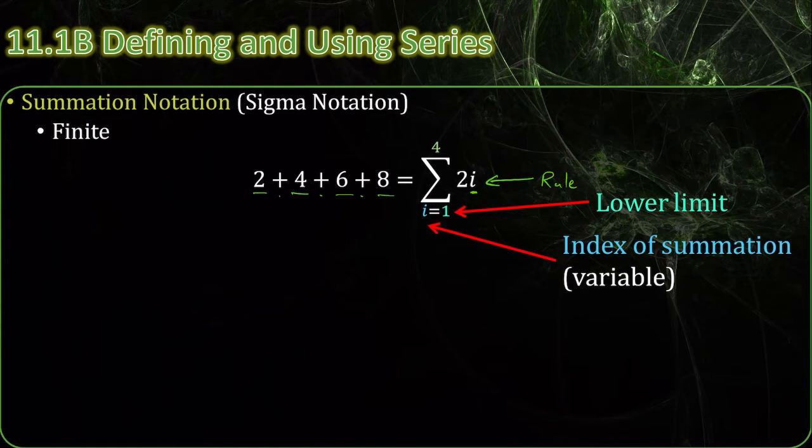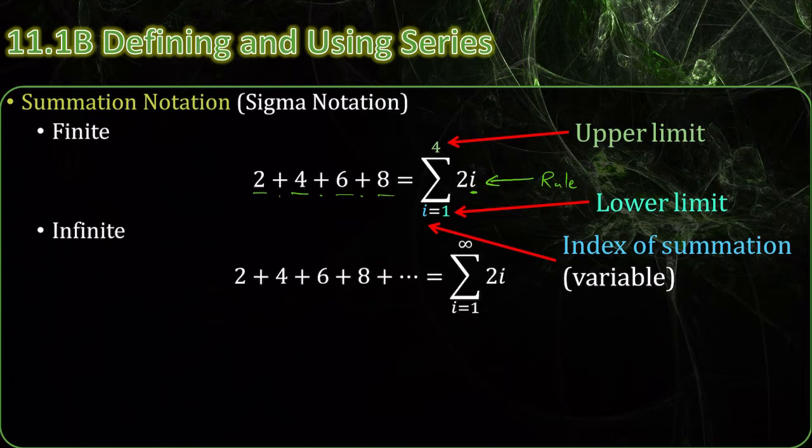Notice the 4 on the top. That is called the upper limit, and that is where we stop. You stop when you plug that in. If it was infinite, the upper limit would be infinity.